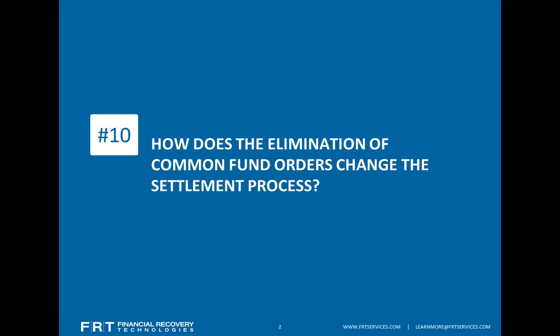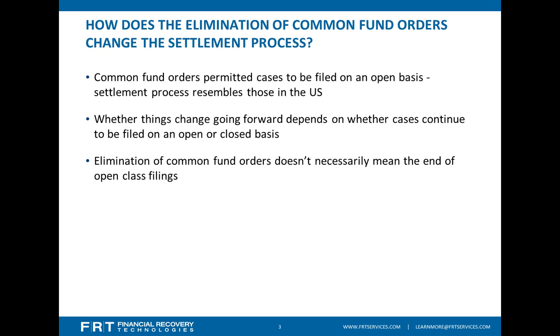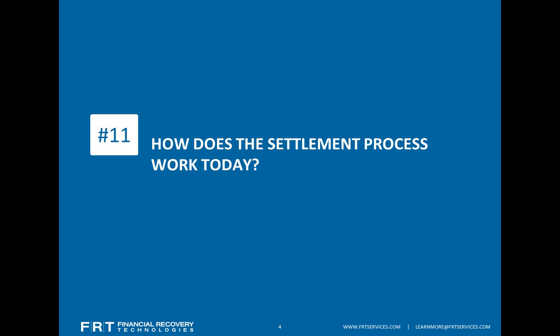So how does elimination of common fund orders change the settlement process? Right now, about 8 to 10 securities class actions settle each year. To date, only one has gone to trial and lost. During the last few years, common fund orders have facilitated open filings, which in turn permitted the settlement process to evolve to the point where it resembles that in the U.S. Whether that changes in the future, again, depends on whether cases continue to be filed on an open basis. Again, elimination of the common fund orders doesn't necessarily mean we're going to see closed classes.